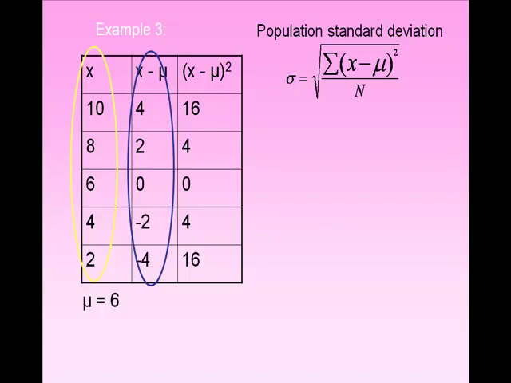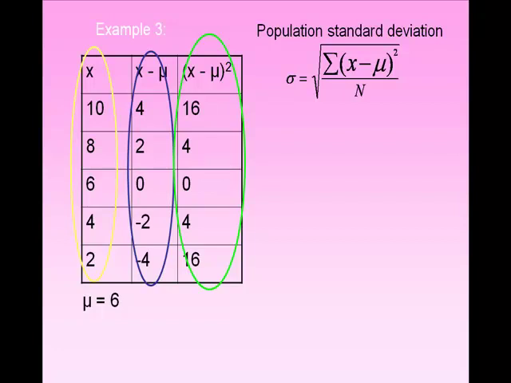10 minus 6 equals 4, 8 minus 6 equals 2, 6 minus 6 equals 0, 4 minus 6 equals negative 2, and 2 minus 6 equals negative 4. If I add those all up, I'm going to get 0 every time. So I square them. The deviations from the mean squared. 4 squared is 16, 2 squared is 4, 0 squared is 0, negative 2 squared is 4, negative 4 squared is 16. Now I can find out the average amount of deviation from the mean.